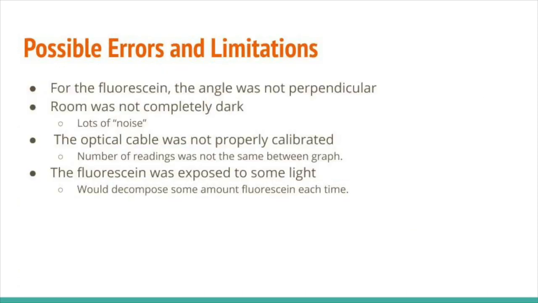For this lab, there could have been possible errors and limitations. One could have been that the angle between the light and the optical cable was not perfectly perpendicular. Next, the room could have been not completely dark, so there could have been measurements of light from other sources. Next, the optical cable was not properly calibrated, so either it was getting more or less light between each graph, or the number of readings between each graph were not the same. And finally, the fluorescein could have been exposed to some light between experiments, so the amount of light being emitted could have been off.